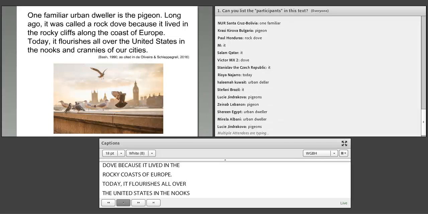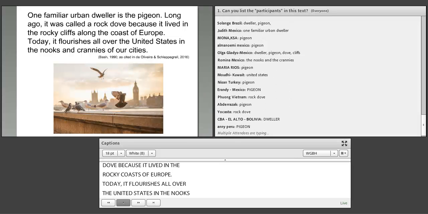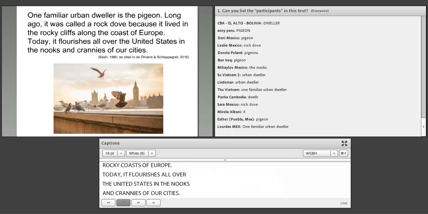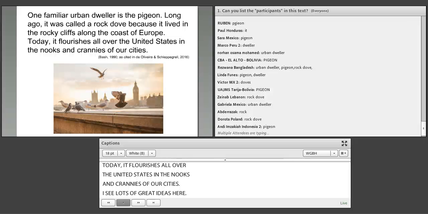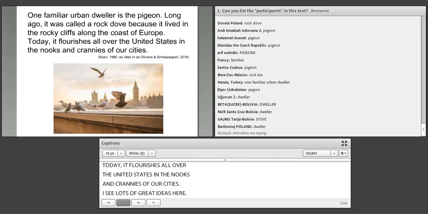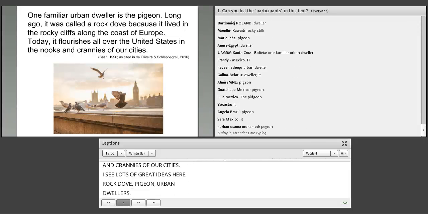Oh, I see lots of great ideas here. Rock dove, pigeon, familiar, urban dwellers. Yes, there are many different correct answers. It is an example, right? Because that is a participant.